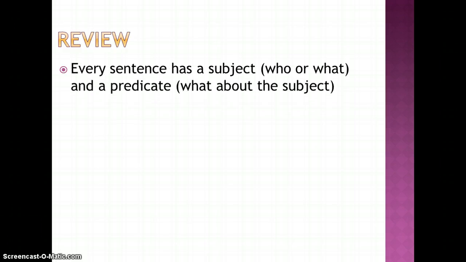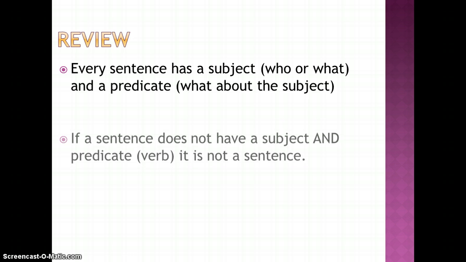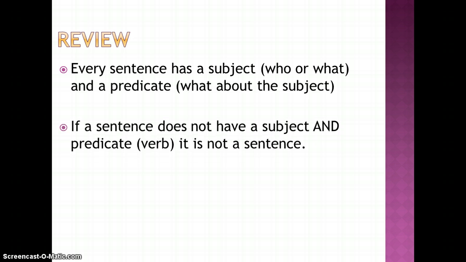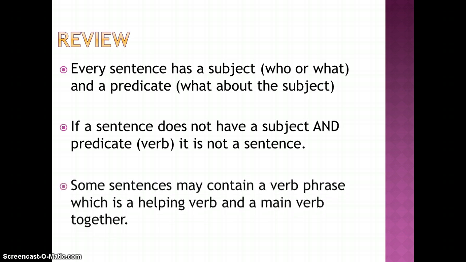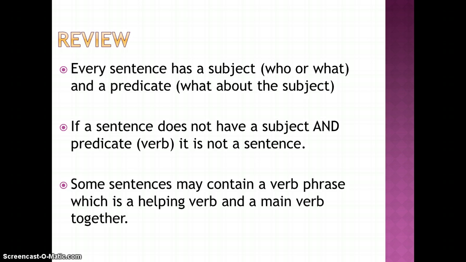Lesson 1 tells us that every sentence has a subject, a who or what, and a predicate. If a sentence does not have a subject and a predicate or verb, it is not a sentence. In lessons 1.2 and 1.3, we talked about simple subjects and simple predicates, meaning just the main part of the subject and the predicate. Some sentences may contain a verb phrase. This is from lesson 1.4, which is a helping verb and a main verb together.